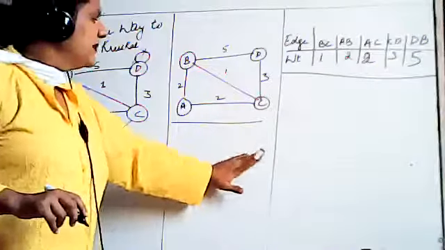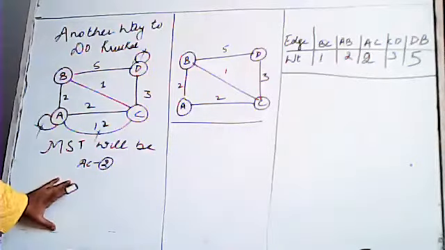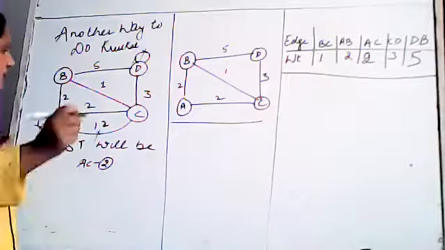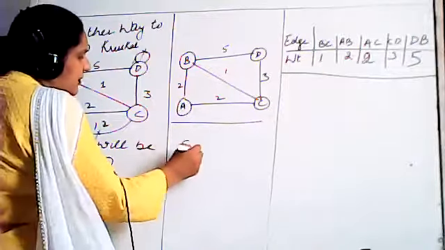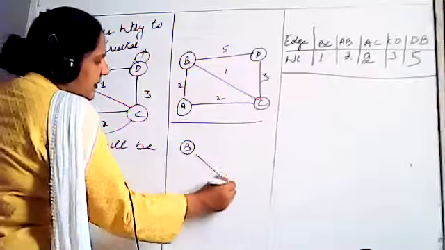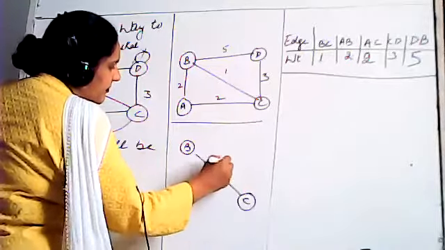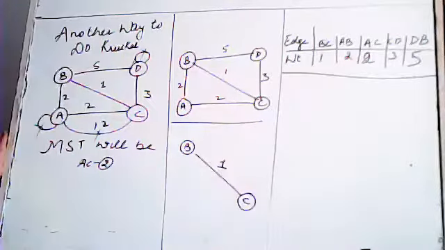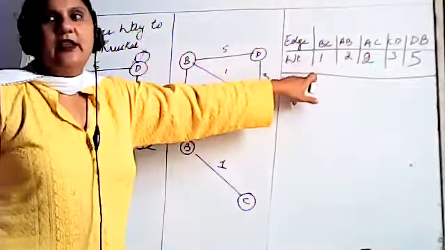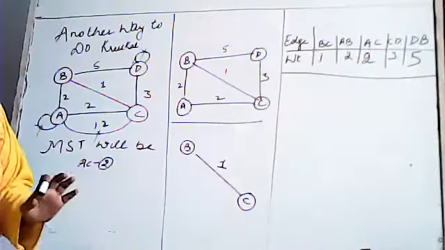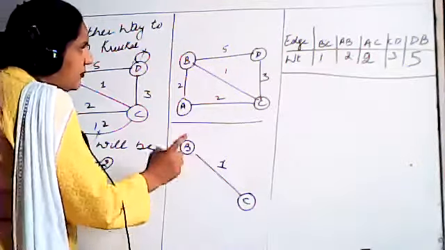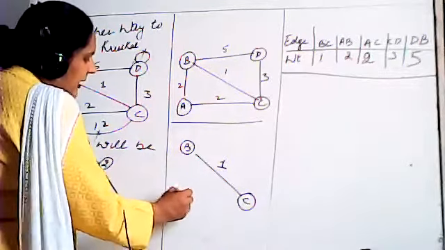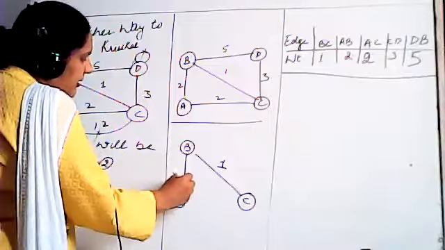minimum spanning tree for this graph according to Kruskal. First, you have to take the edge with the least weight. So it would be B to C. From this tabulation chart, you will pick the edge with the least weight. So it is going to be 1. Next, A to B is 2 and A to C is 2.